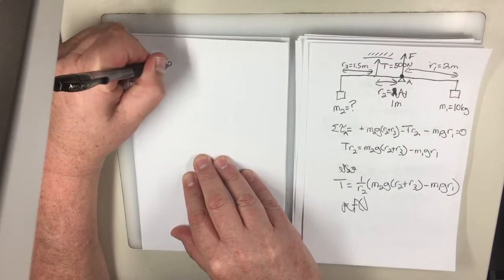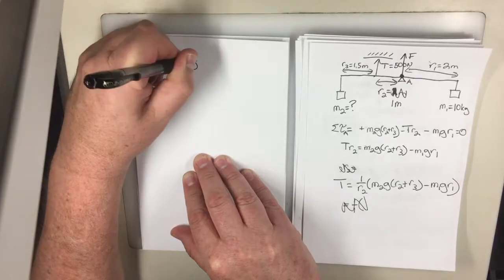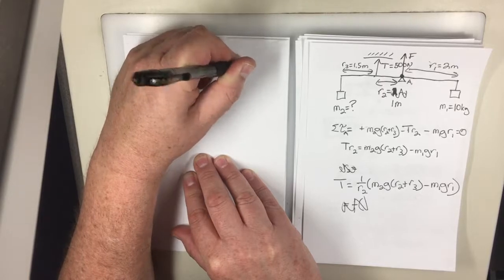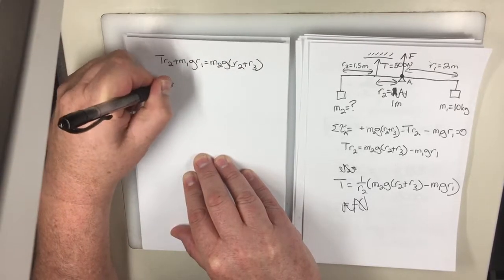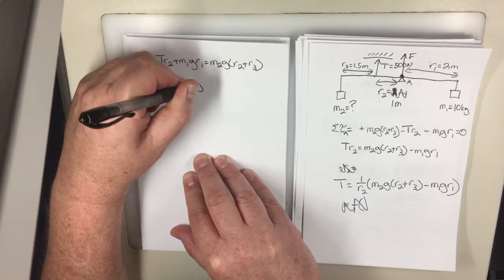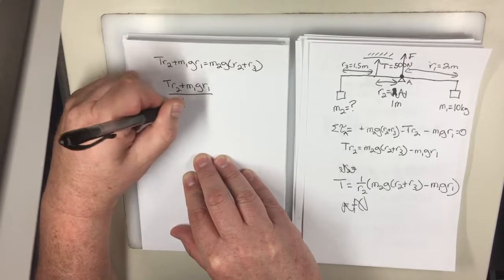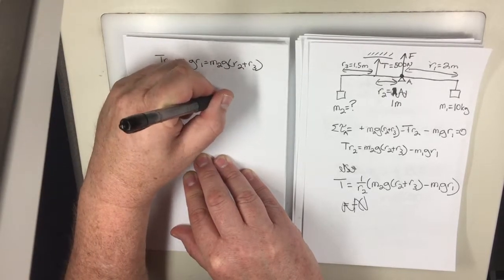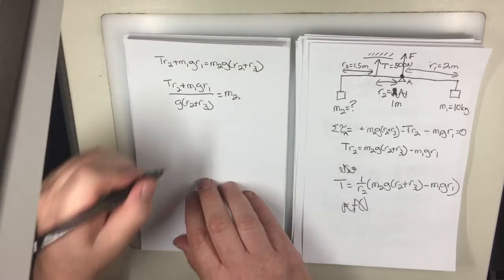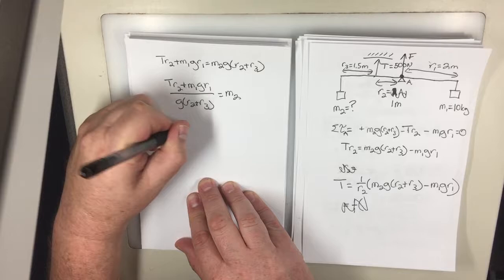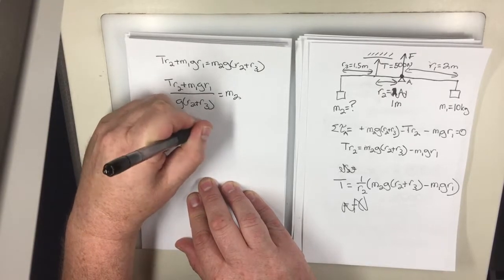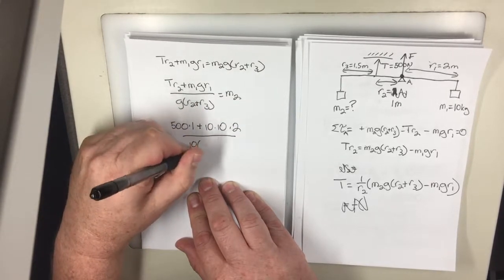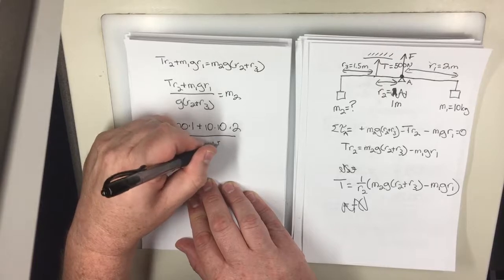So TR2 plus M1GR1 is equal to M2G(R2 plus R3). So TR2 plus M1GR1 divided by G(R2 plus R3) is equal to M2. So that makes it 500, 1, 10, 10, 2, 10, 1 plus 1.5.